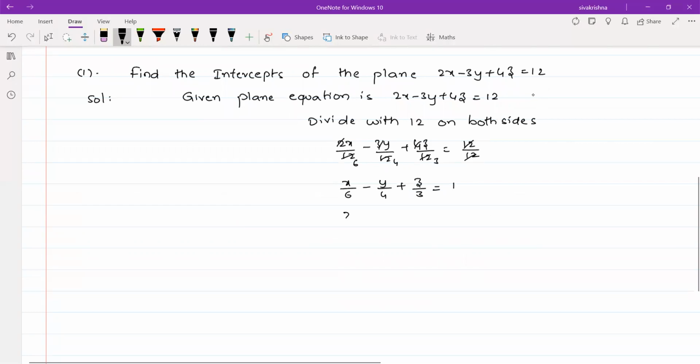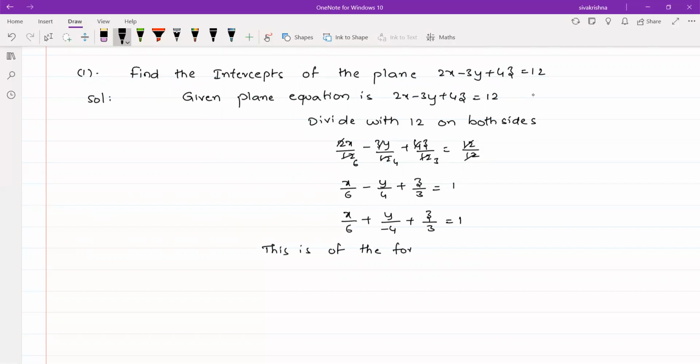Okay, and this can be written as x by 6 plus y by minus 4. So this minus can be shifted downward, so that I am writing plus into minus, so once again it is minus. So plus z by 3 is equal to 1. So this is of the form x by a plus y by b plus z by c is equal to 1. Okay, so I have converted the given plane equation to the intercept form.